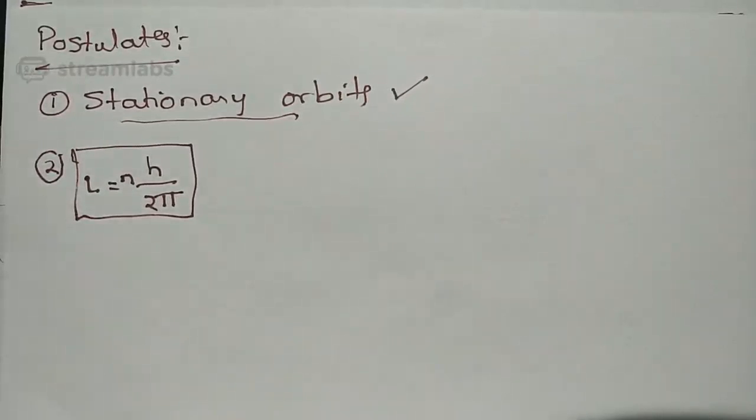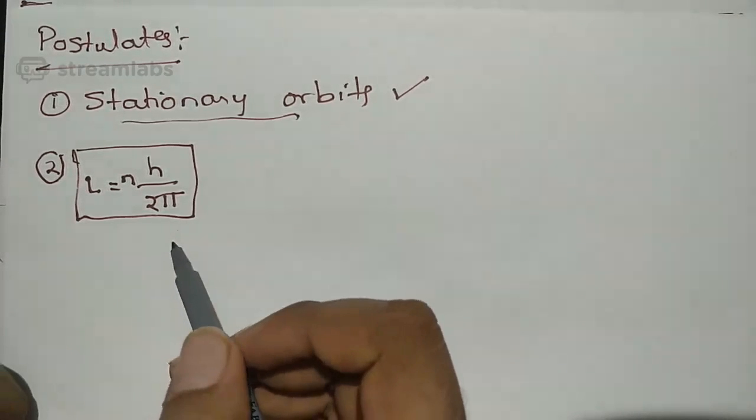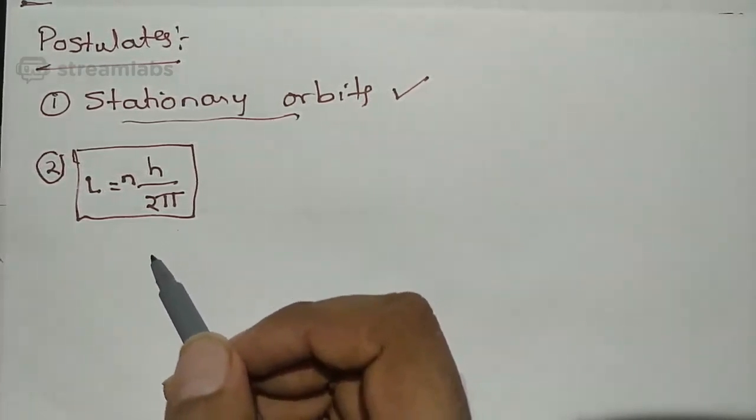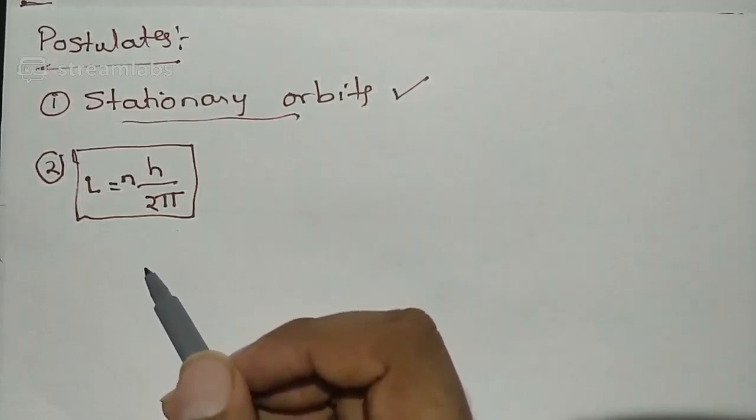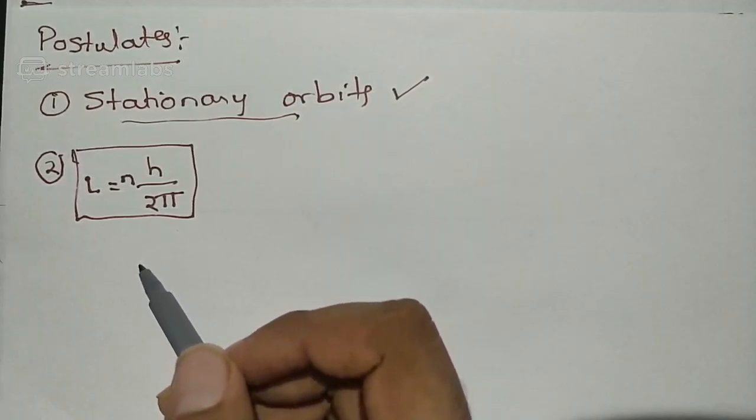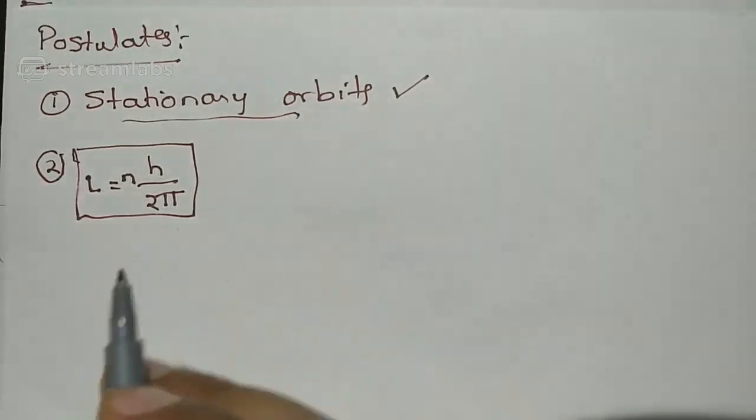Bohr's quantization rule says that electrons can be present only in those orbits which obey the condition L equal to nh by 2 pi. So there will be some gap between the first orbit and the second orbit, and again some gap from the second orbit to the third orbit, and from the third orbit to the fourth orbit. That is what this quantization rule says.